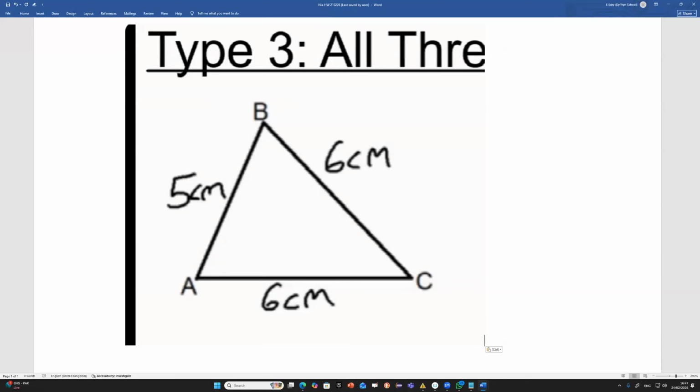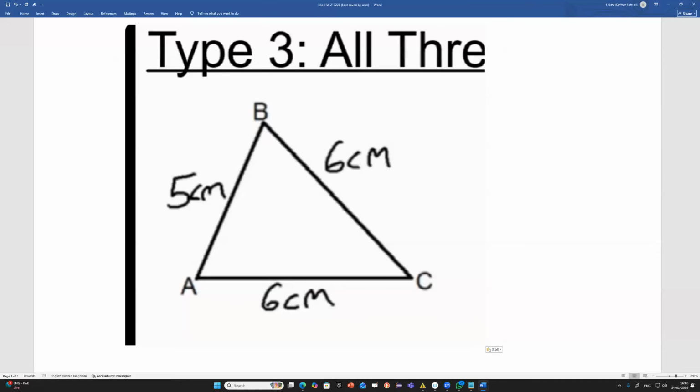So we draw the baseline first, which is 6 centimeters. And the line AB is 5 centimeters. I'm going to open my compass up to 5. So the way I do that is I put the point on 0 on my ruler, like that, and then I put the pencil on 5. And then I'm going to put my compass point on A, because it's the line AB that is 5 centimeters, and I'm going to draw an arc.